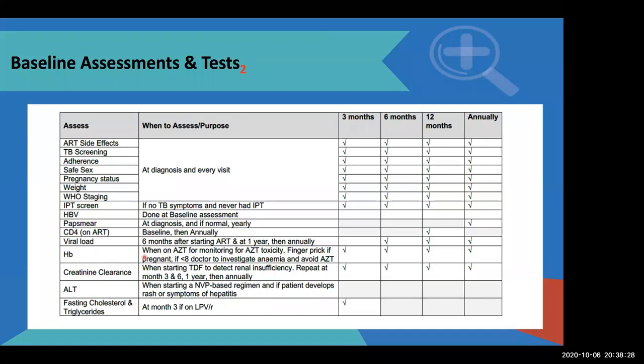So if you have prescribed zidovudine, you might want to do an HB. If you have prescribed tenofovir, you might want to do a creatinine clearance at baseline, 3 months, 6 months, and 1 year. If you have prescribed nevirapine, ALT, and if you prescribed lopinavir, ritonavir, once your patient has taken ARVs for 3 months, right, you do a fasting cholesterol and triglycerides. If this test comes back normal, you don't need to repeat it at all.